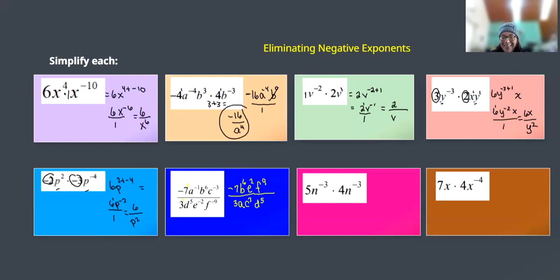How are we doing? Everybody okay? Two more problems, and you're going to be masters at this. Let's take a look at the next one. I want to change back to my black color.